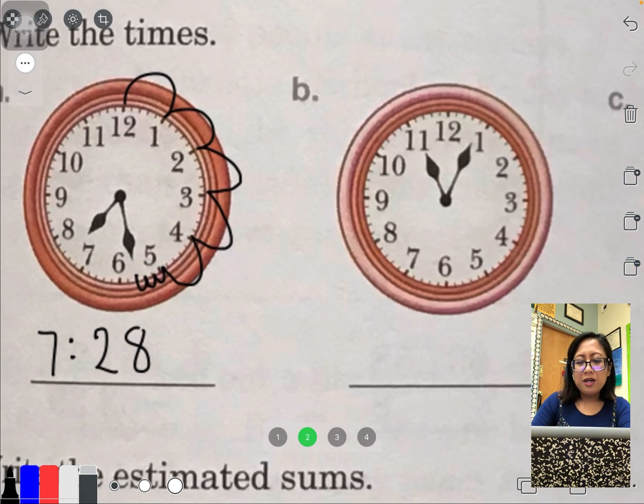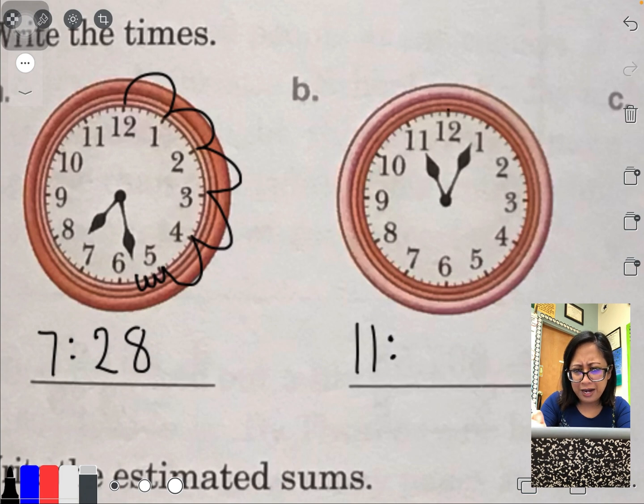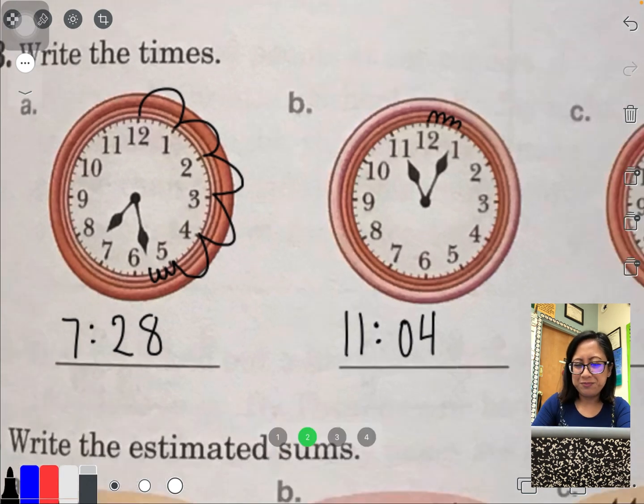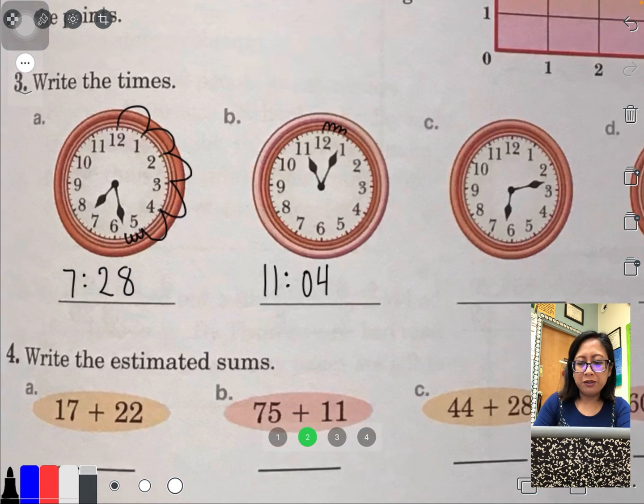With B, the hour is 11. So again, the hour hand is slightly smaller than the minute hand. So it's 11. And I'm going to start here with 5, or actually it's not even 5, because this is 5. But it's way before 5. So it's like 1, 2, 3, 4. It's 11:04. That's what it is. So it's almost 5. It's almost 11:05, but it's 11:04, like 1 minute less. Okay, so C we'll do at our Zoom meeting.